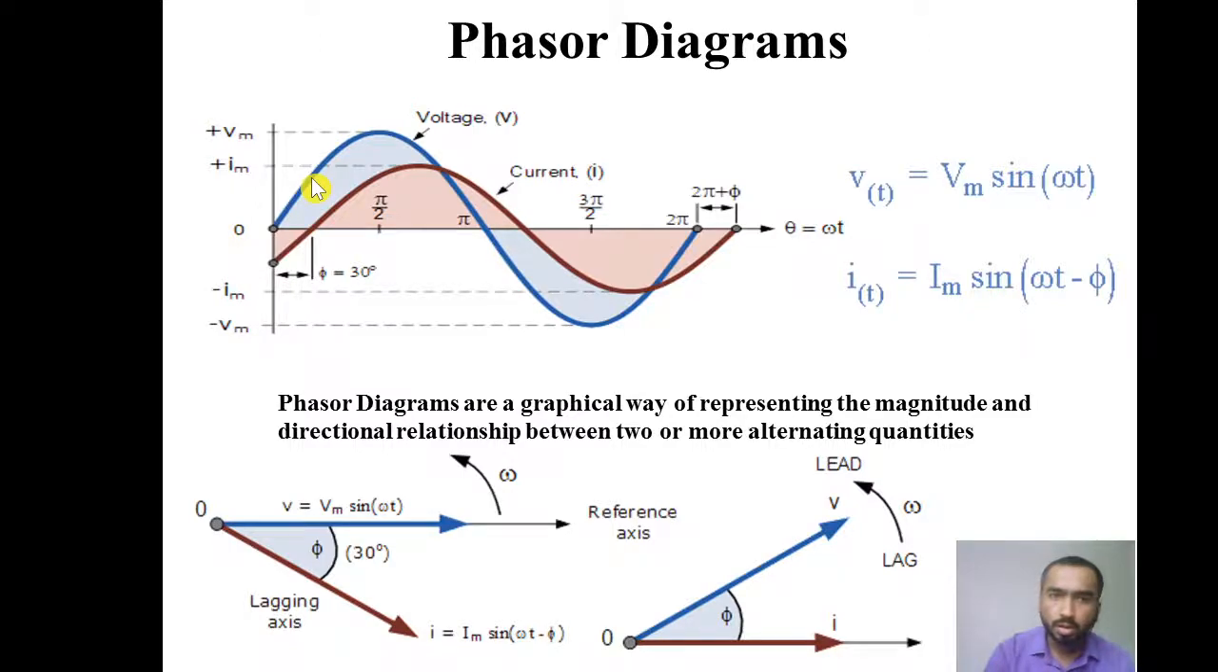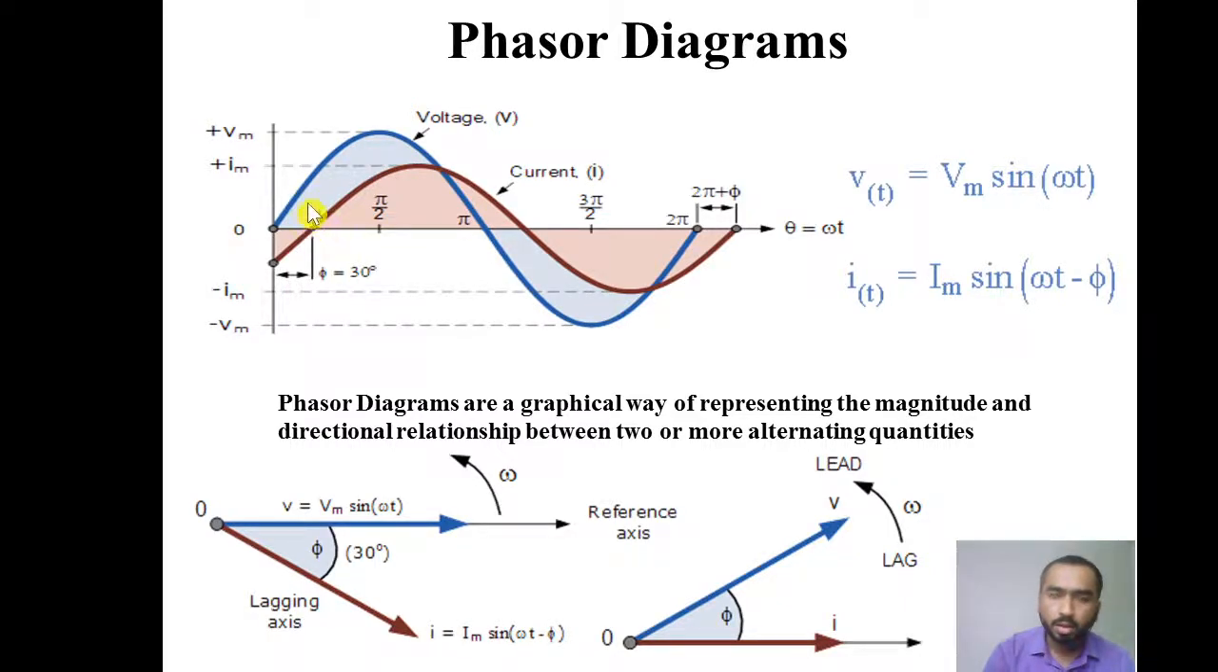So here we say that voltage leads current by 30 degrees, because when the current is at 0 degrees, the 30 degrees of voltage is already completed. Or in another way, we can say that current lags voltage by 30 degrees. So voltage leads current by 30 degrees, or current lags voltage by 30 degrees.